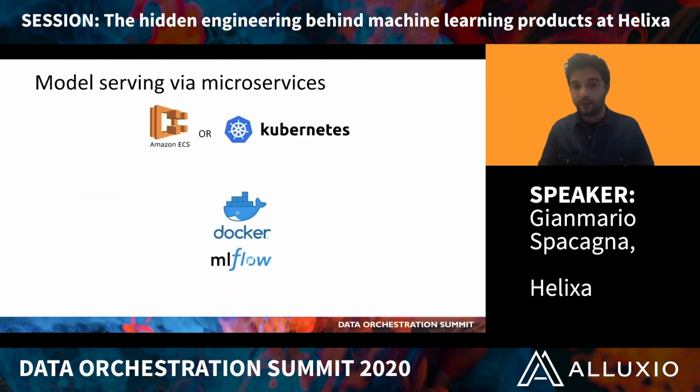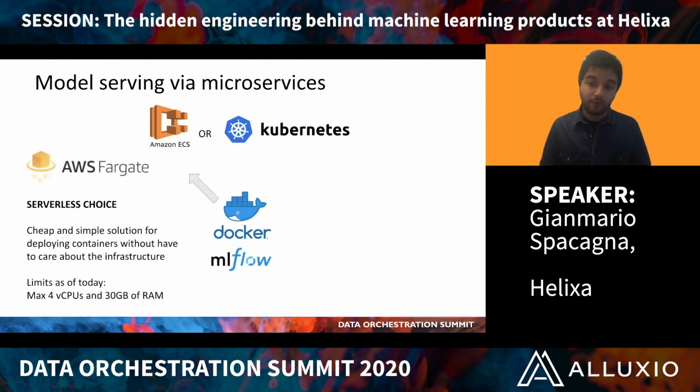There are other use cases where you want to do more, for example model serving, where you need a microservice. It's not a batch job, it's more like a runtime kind of job. So you can either use ECS or Kubernetes. Those are two very good choices for orchestrating containers, but you have to make some choice about what kind of provisioning you want to use underneath. And my recommendation is to start with Fargate, which is a serverless choice. You don't need to care about anything.